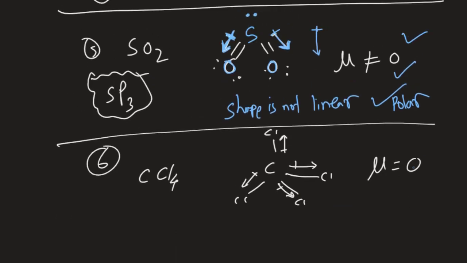The last example is CCl4. We have carbon at the center, and then there are four chlorine atoms connected to the carbon atom. Here as well, these dipole moments cancel out each other. That's why mu is equal to 0, and when mu is equal to 0, this is called a non-polar molecule.